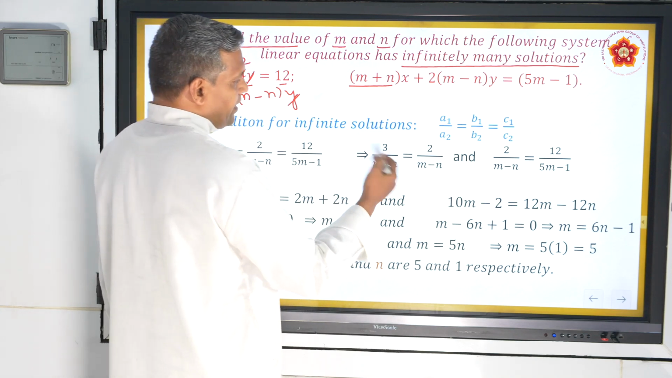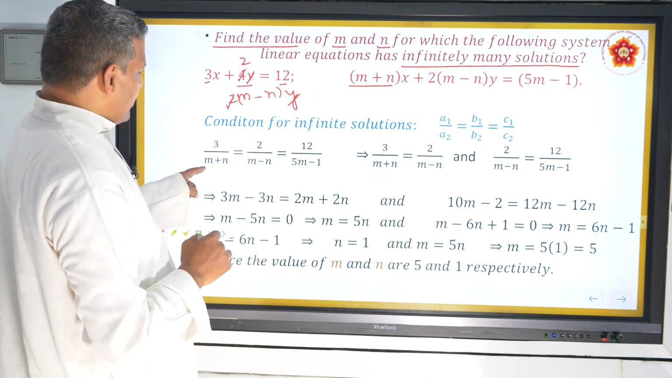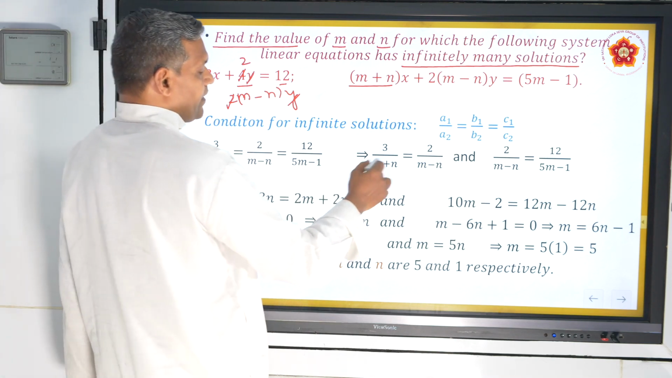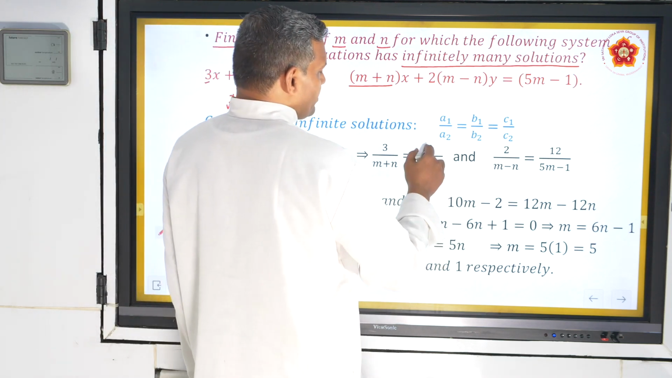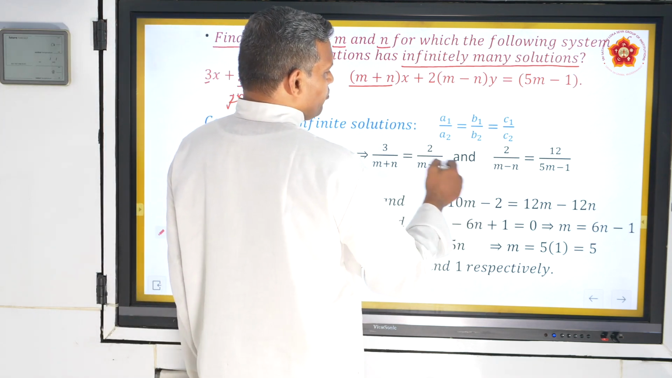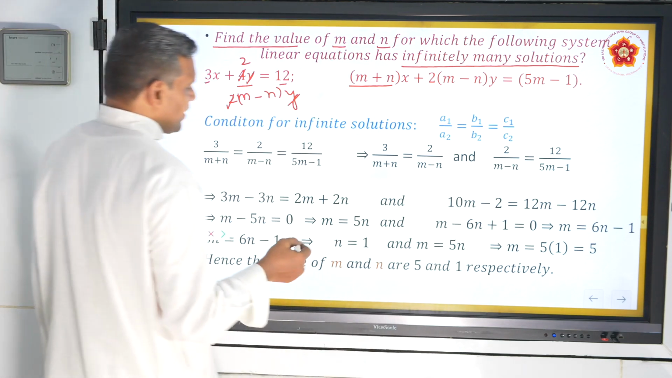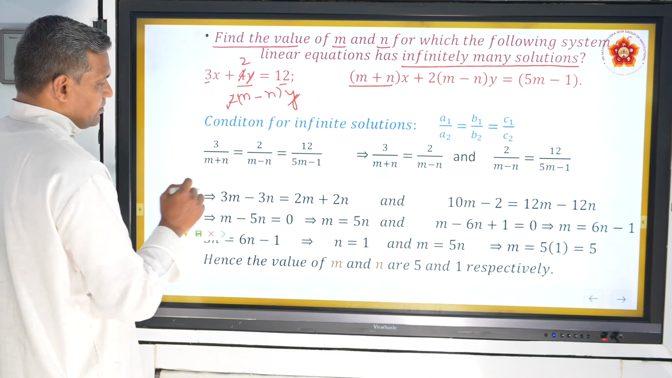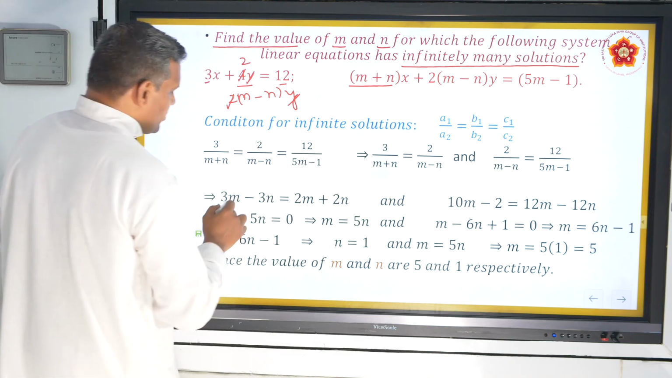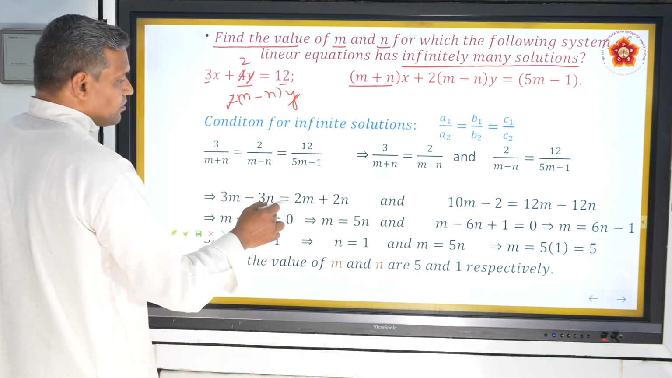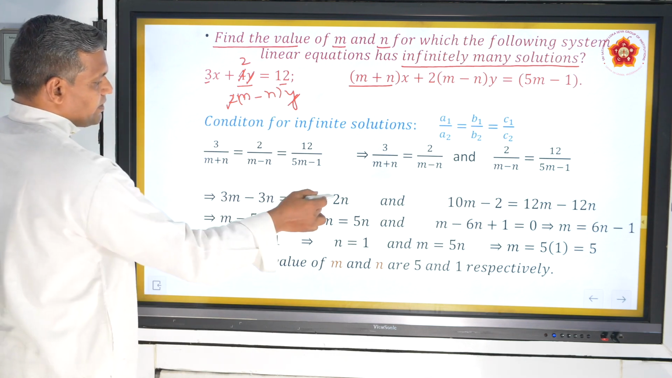Now, in this what I will do, I am comparing first and second. 3 by m plus n is equals to 2 by m minus n. When I take these two numbers, that is one set of condition. Second set of condition is this and the next one, 2 by m minus n and 12 by 5m minus 1. When I come back here, look, when I am cross multiplying, 3 into m is equals to 3m, 3 into minus n is equals to minus 3n, 2 into m is equals to 2m, 2 into n is equals to 2n. So, I got this equation.